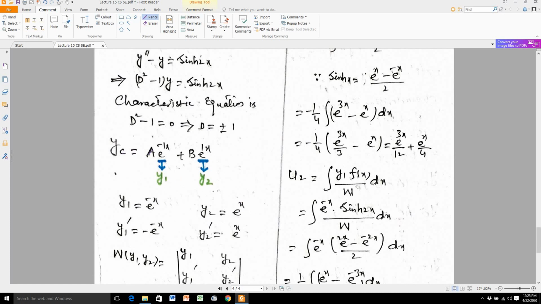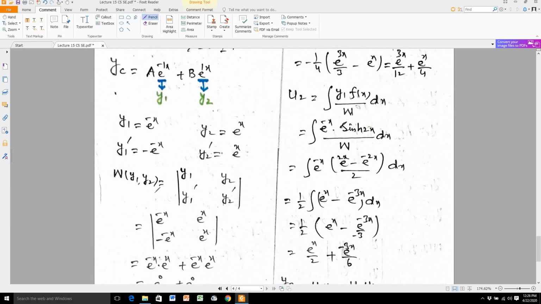So in this way its complementary solution is a e raised to the power minus x plus b e raised to the power x. Here this is y1 and this is y2. Now you see here y1 is equal to e raised to the power minus x, then y2 is equal to e raised to the power x. Now you compute their respective derivatives. y1 prime is equal to minus e raised to the power minus x and y2 prime is equal to e raised to the power x.